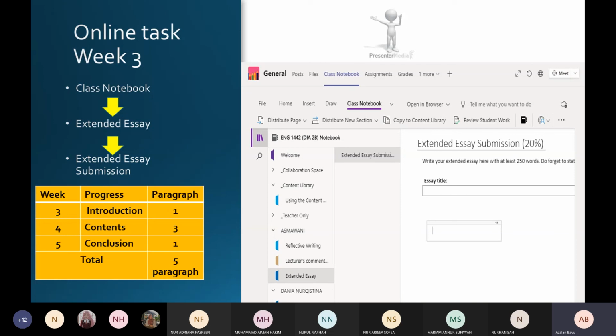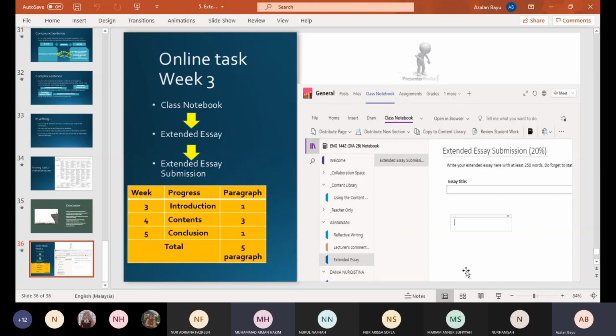Okay, guys, you have any question before I dismiss the class? Maybe no. Yang penting I nak tengok minggu ni dalam you punya Teams dah ada OneNote tu dah ada intro sekurang-kurangnya. I think you should start.